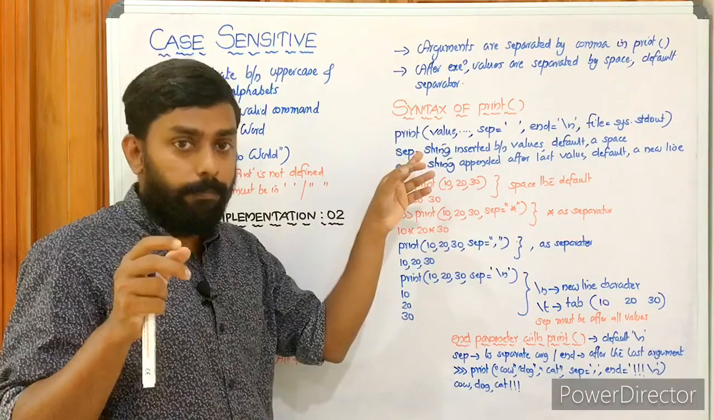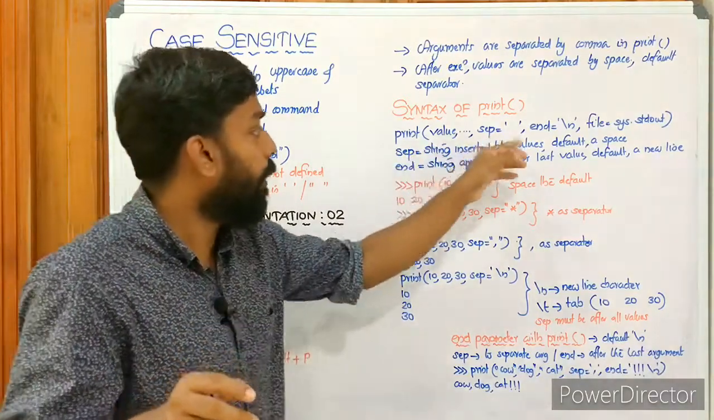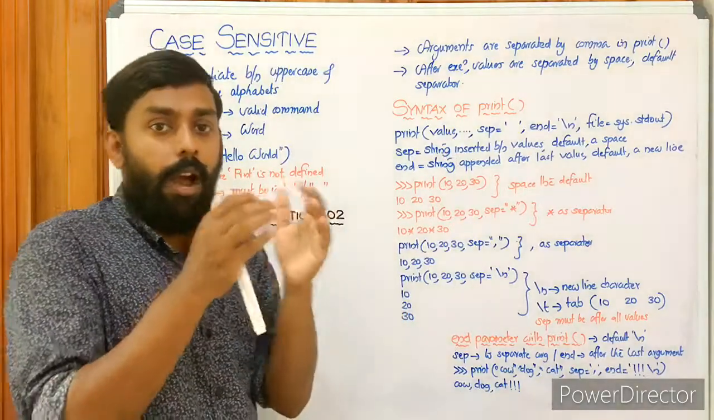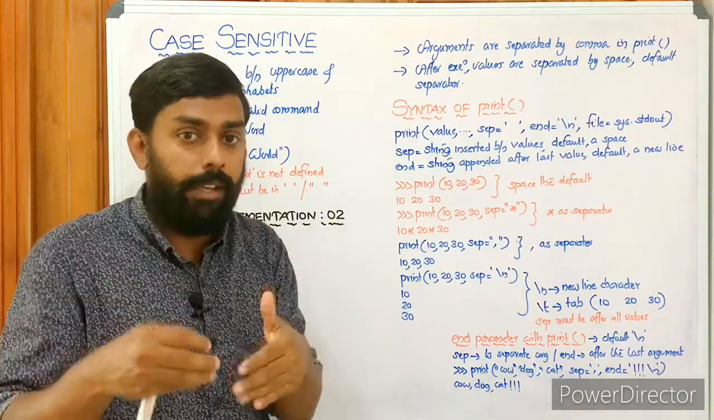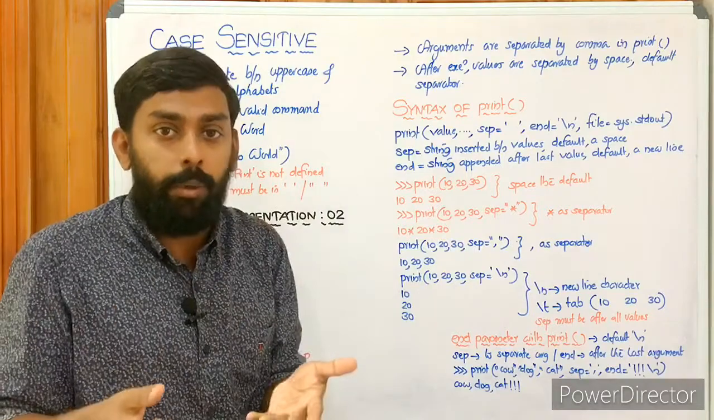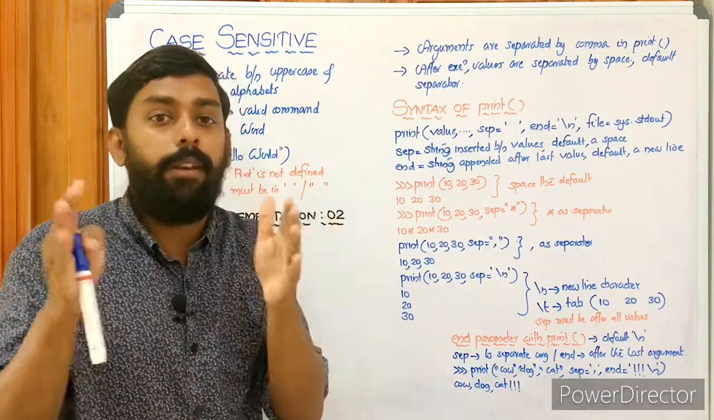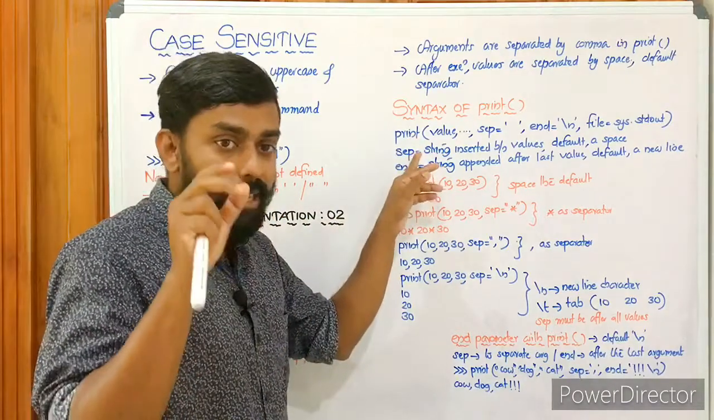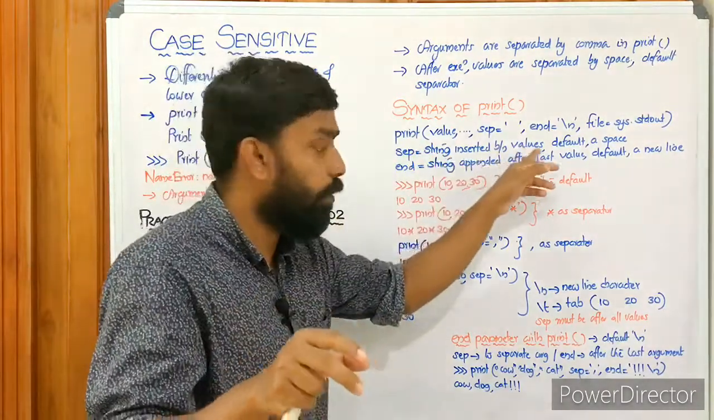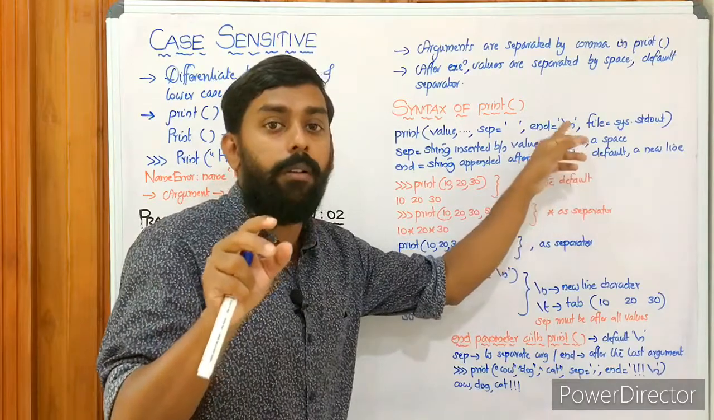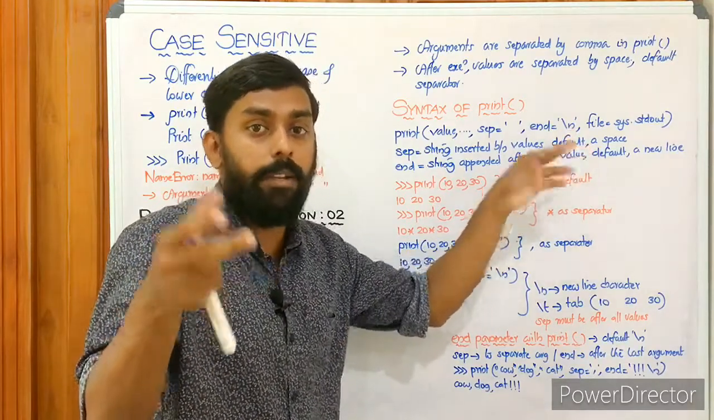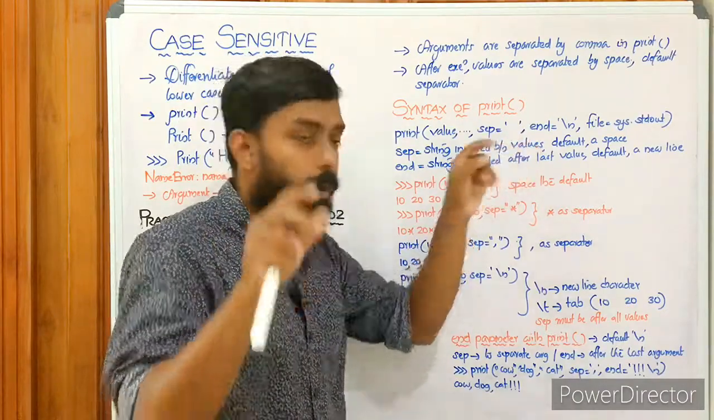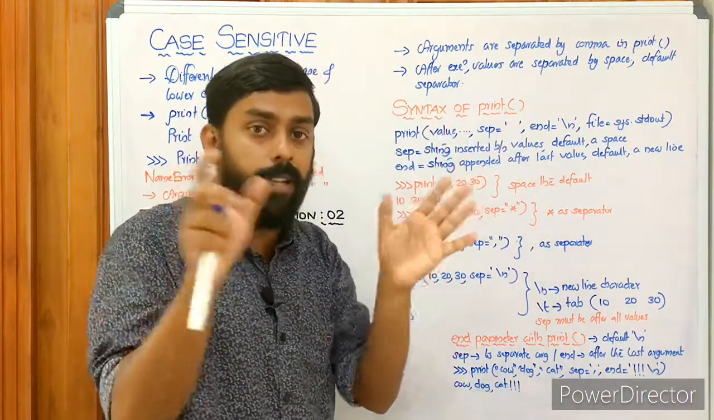Sep stands for separator, meaning the string inserted between values, default a space. After the statement is executed, the values are separated using space by default. So the separator is a string inserted between values, and the default value of sep is space. That is why we have shown it here as sep equal to single quotes. Single quotes stand for space.